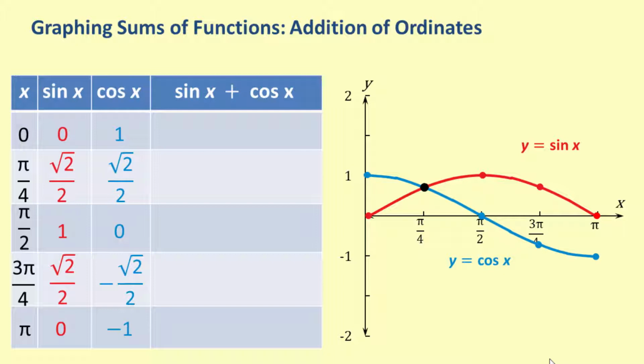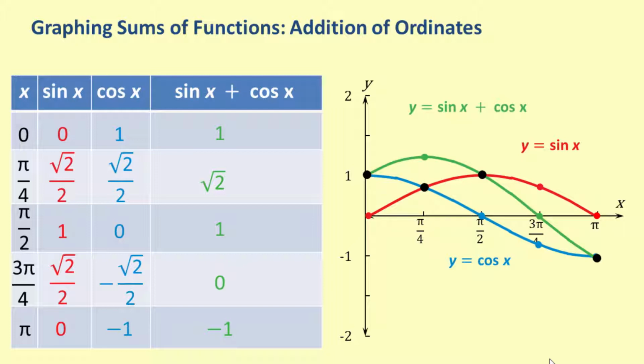Finally, let's graph the sum of these two functions, y equals sine x plus cosine x. We already know the y values for sine and the y values for cosine. Taking the sum of these values, we get the y values for sine x plus cosine x. This gives us 1, square root of 2, 1, 0, and negative 1. Using our original x values and these new y values, we can graph the function y equals sine x plus cosine x.